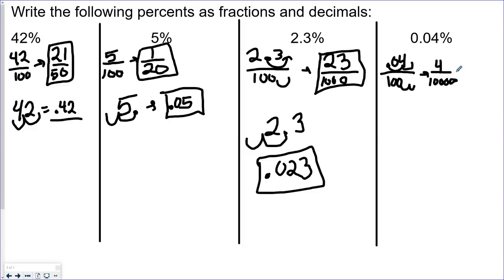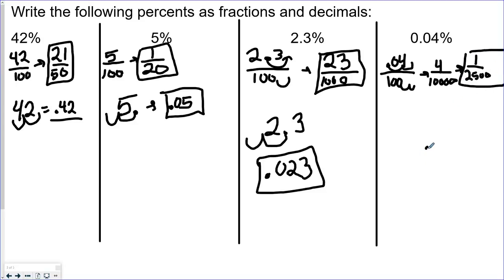So now I'm going to think, can I reduce this? Well, I know I can divide by 2, but I think I can divide by 4 as well. So if I divide the top by 4, I get 1. If I divide the bottom by 4, I get 2,500. So that's the reduced fraction form.